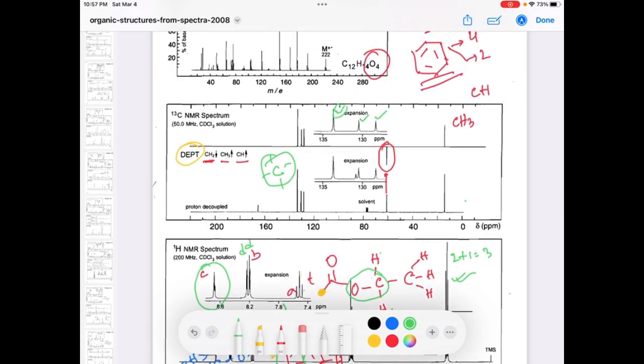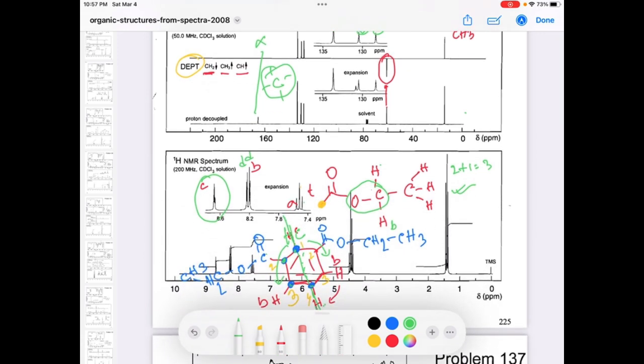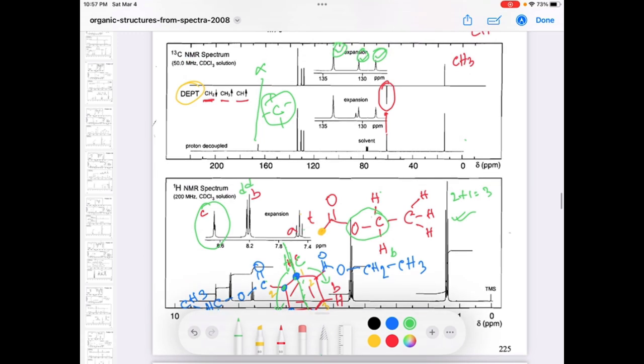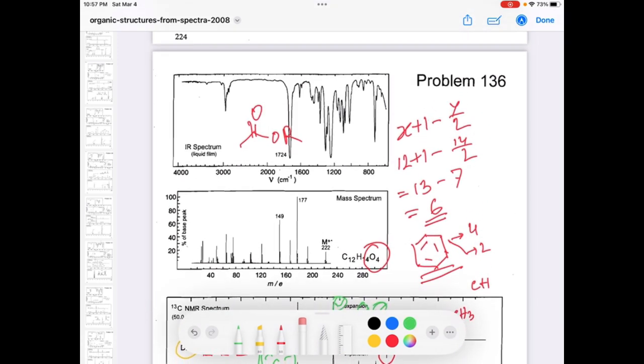And definitely the ester group is also missing, because that ester carbon also doesn't have any proton. So that's why that carbon is not visible in the DEPT. So from this proton NMR, the carbon NMR and the IR, I hope you get an idea of how we are approaching the structure.